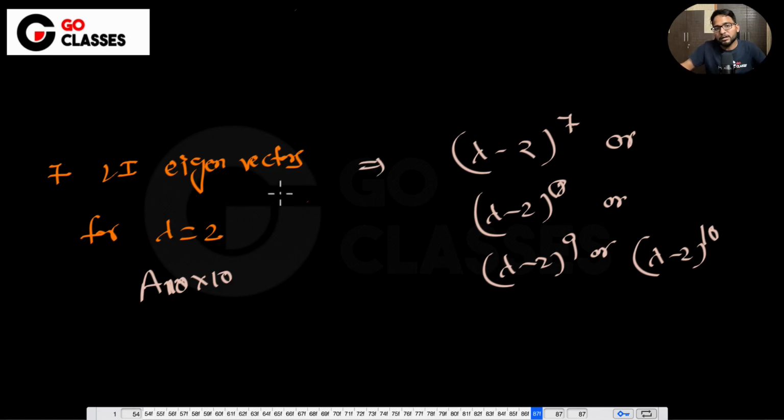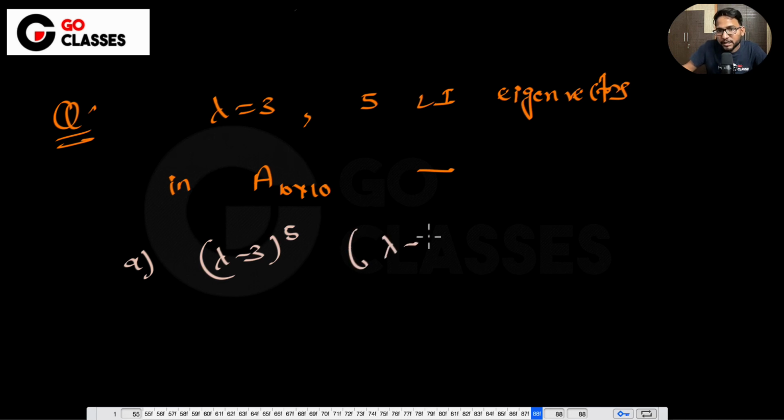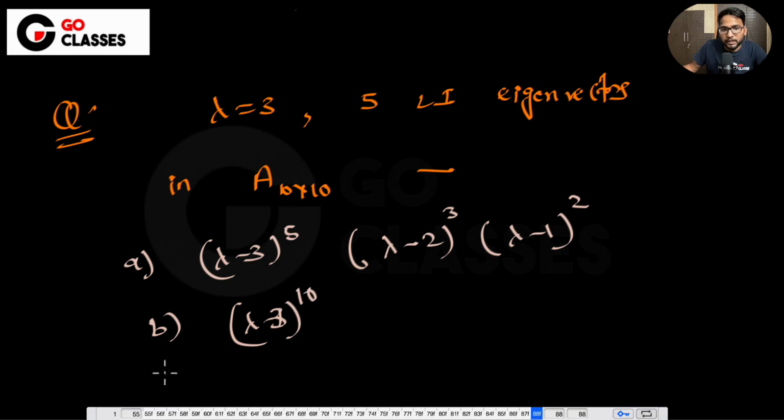So if someone says 7 linearly independent eigenvectors, okay, let me just go to the next page. Let me ask you the question itself. Let's suppose for lambda equal to 3, there are 5 linearly independent eigenvectors in A, let's suppose 10 cross 10. Then which of the following characteristic equations are possible? A: lambda minus 3 power 5, and then to compensate the remaining 5, maybe 3 here, 2 here, right? Is this possible? Second one, lambda minus 3 itself power 10, is this possible?